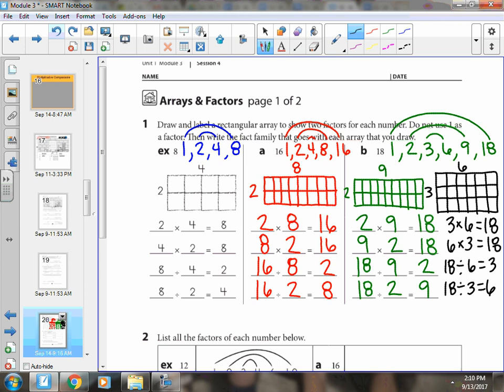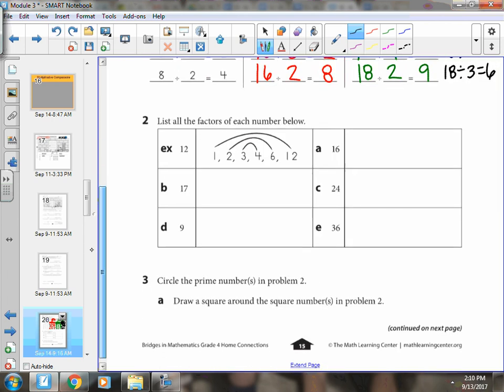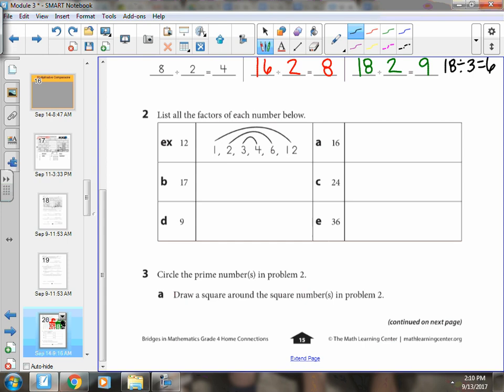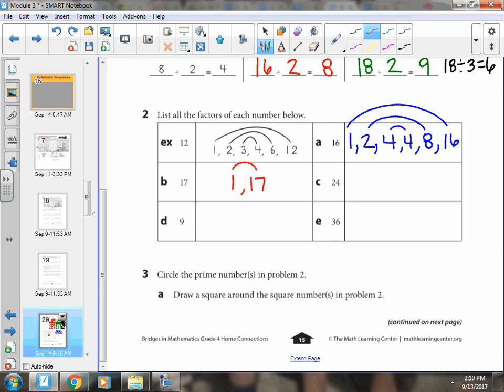Number 2. List all the factors for each number. Letter A, number 16. 1 times 16 is 16. 2 times 8. And 4 times 4. Again, you could list the 4 once or list the 4 twice. Letter B, the factors of 17. 1 times 17 is 17.